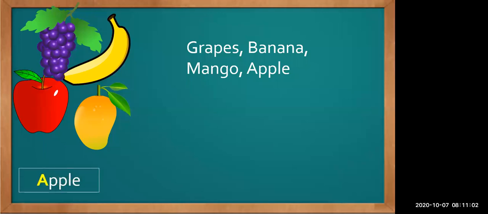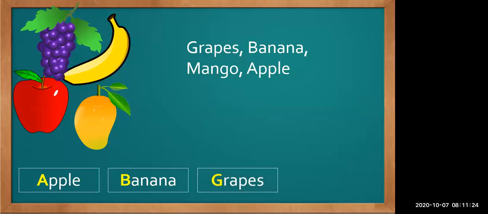Okay? After that, is there any word which starts with B? Yes. B for banana. After banana, which word will come? Is there any word which starts with C, D, E, F? No. The word which starts with G is grapes. Okay, children? And your last word is M for mango. So in this way, now we have learned how to arrange the words in alphabetical order.